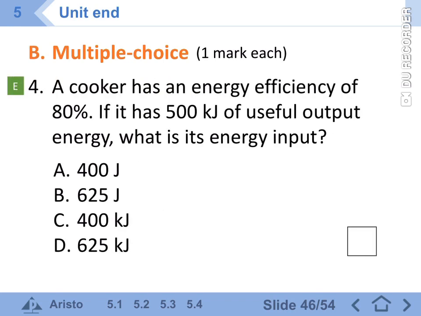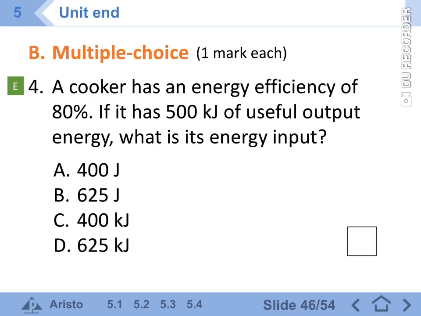Now we've got a cooker that has an energy efficiency of 80%, and it has 500 kilojoules of useful output energy. Remember, useful output means the output that we want, the desirable one. So in the equation, we put 500 kilojoules on top. We do not know what the input is, so the denominator is X. 500 kilojoules over X, times 100%, equals 80%.